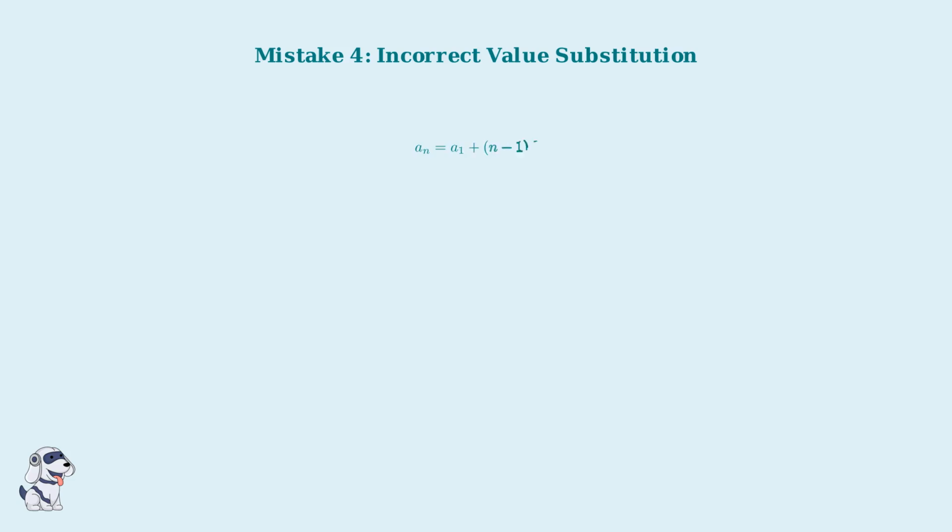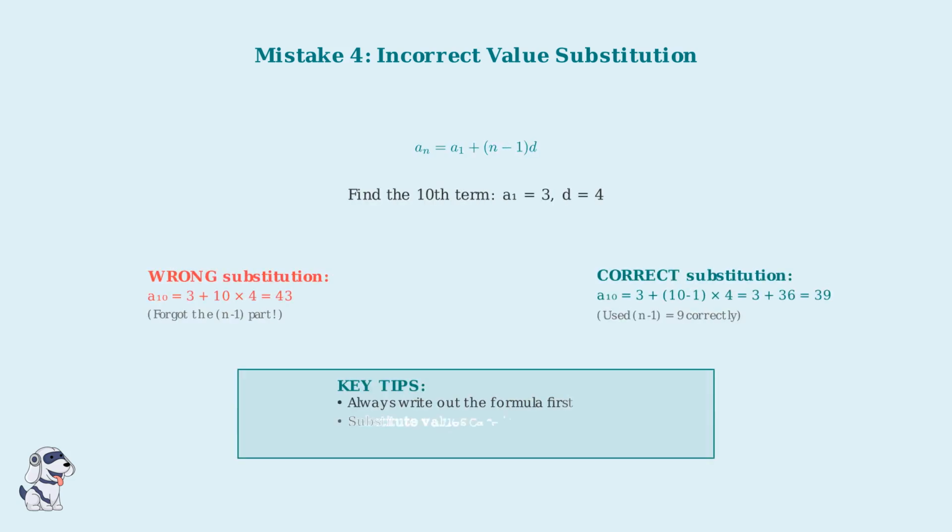Finally, many students make careless substitution errors. They might forget to use n minus 1 in the arithmetic sequence formula or make simple arithmetic mistakes. Always substitute values step by step and double-check your work. By being aware of these common mistakes and taking care to identify sequence types, use correct formulas, check convergence conditions, and substitute values accurately, you'll significantly improve your success with sequences and series problems.